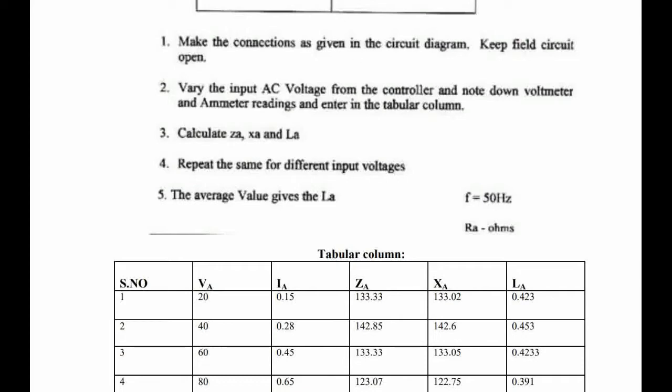Vary the input voltage from the minimum level up to some extent, that is 100 volts. Note down the corresponding ammeter and voltmeter readings in tabular form. These are the voltmeter readings, these are the ammeter readings. With their help, we can determine the armature impedance: ZA is equal to VA upon IA. Repeat this procedure at different input voltages.